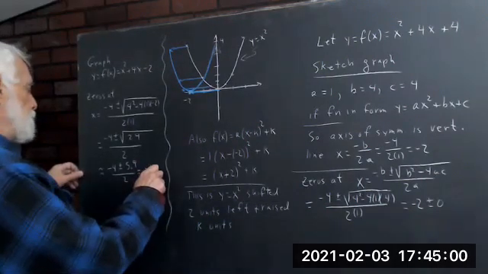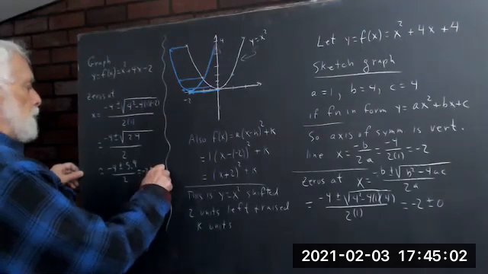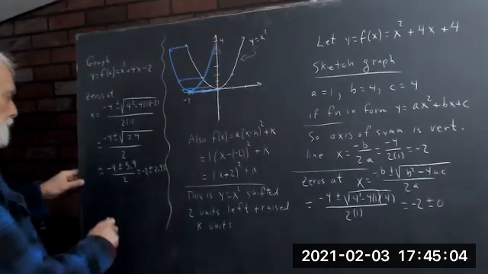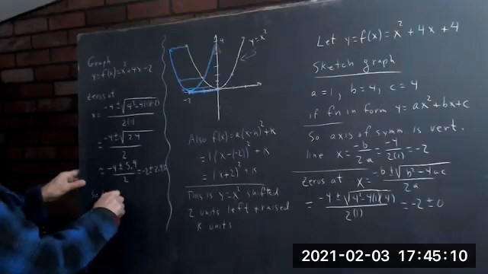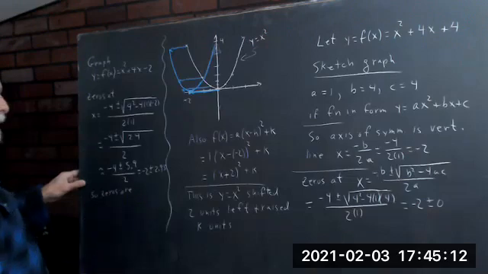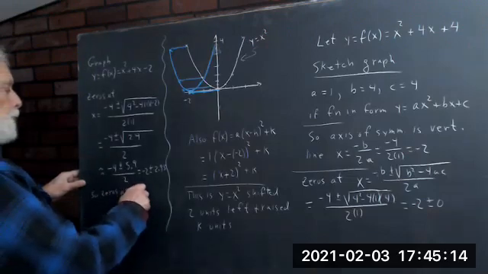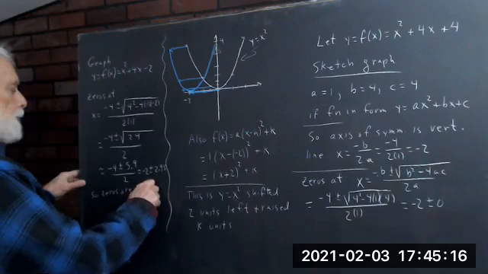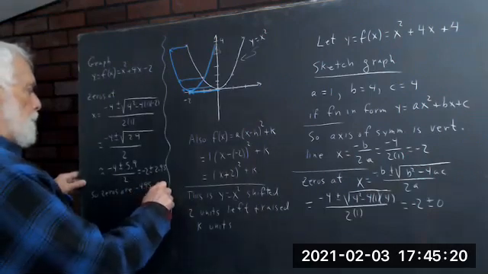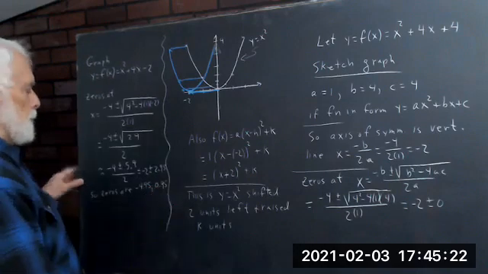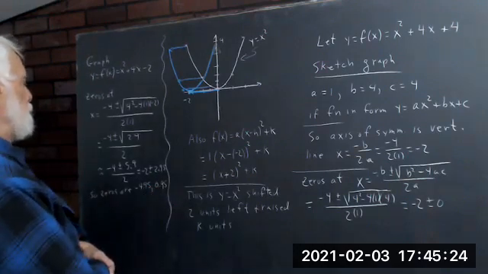Okay? So this is -2 plus or minus 2.95. So your zeros are -4.95 and 0.95.